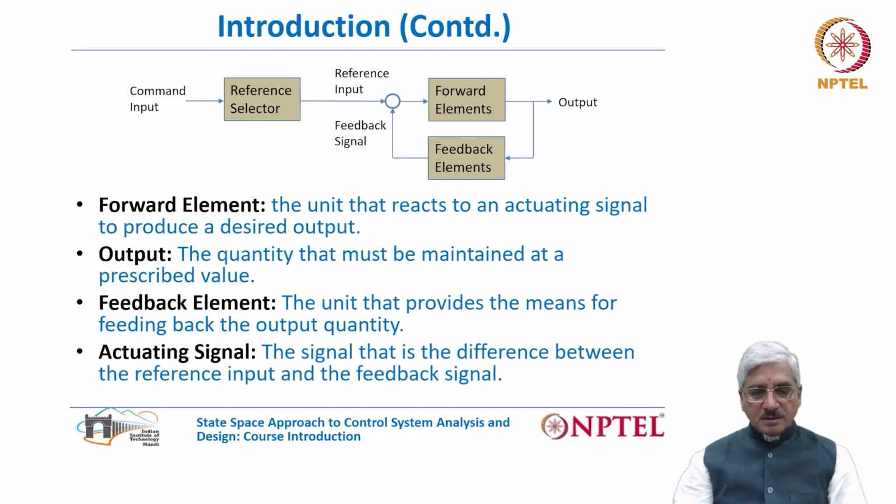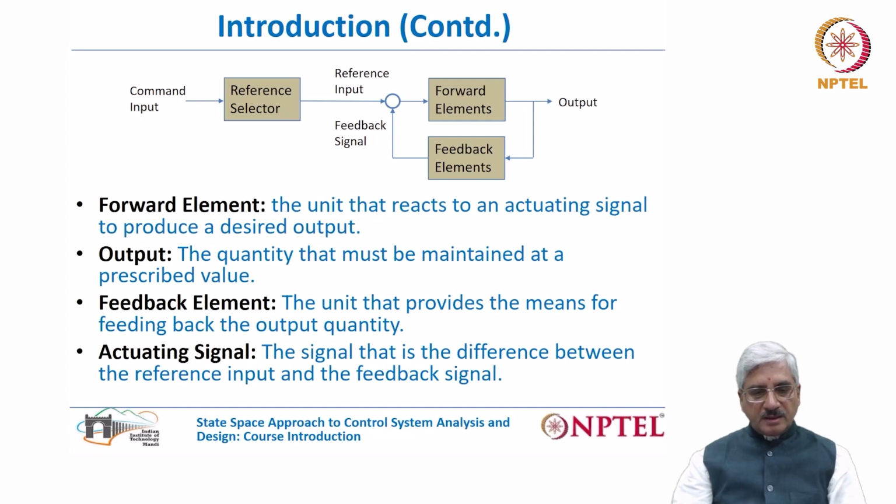Forward element is the unit that reacts to an actuating signal to produce desired output. Essentially, this is the major part of the system. The output is that quantity that must be maintained at a prescribed value. The feedback element is the unit that provides the means for feeding back the output quantity, and the actuating signal is the signal that is the difference between the reference input and the feedback signal.